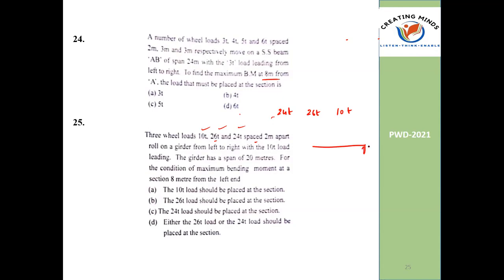10T, 26, 24, the beam matters. Beam section is important. So total beam length is 20 meter. So 8 meter is given. Pass it, 8 means 12 meter. Which one crosses? 10 by 12, 26 by 8. The next one crosses. See which one comes.